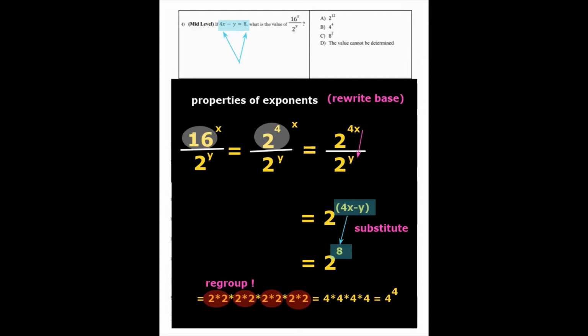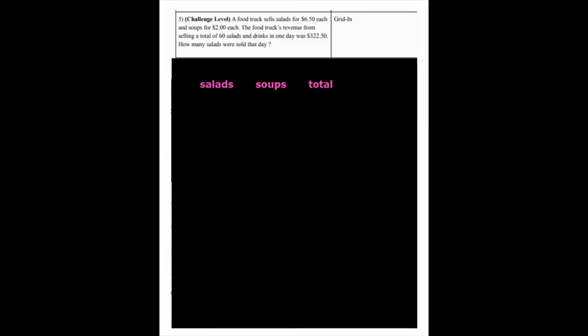Last one, question number 5. A food truck sells salads for $6.50 each and soups for $2 each. The food truck's revenue from selling a total of 60 salads and soups in one day was $322.50. How many salads were sold that day?